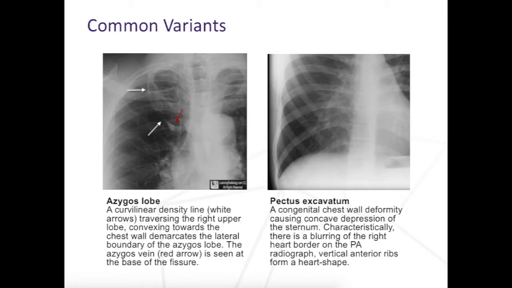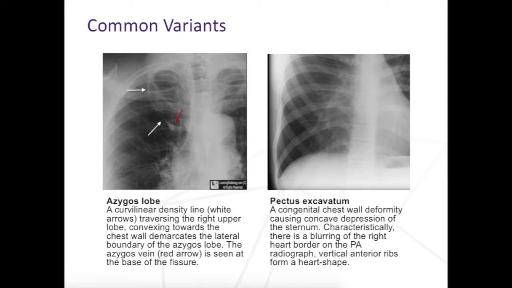All right, but before we do that, we need to mention a couple of common variants that can trick you a little bit. The azygos lobe: the azygos vein can become quite prominent, causing a separation of your upper right lobe into a smaller azygos lobe, as it's termed. And so you have this little bit of a fissure line here. It can sometimes mimic upper lobe collapse. So that was the azygos lobe description.